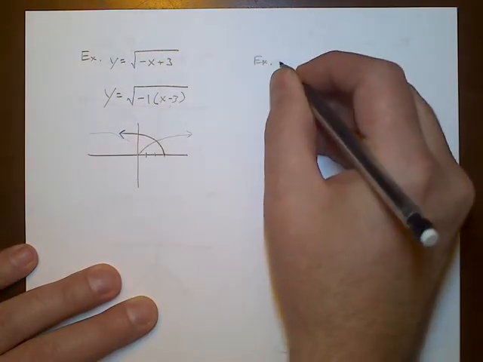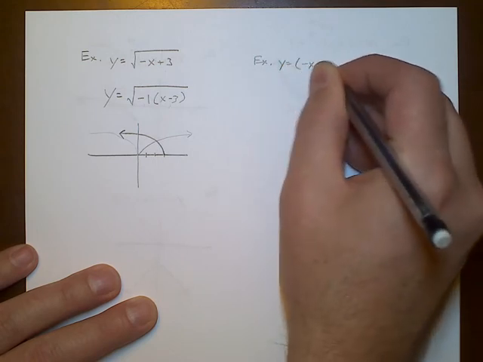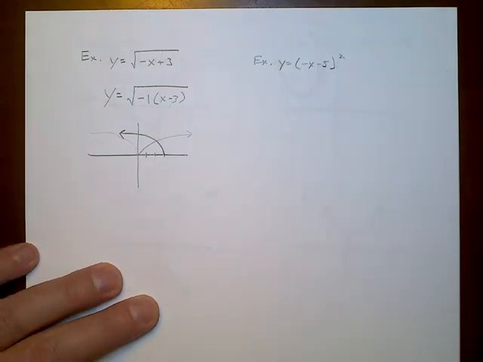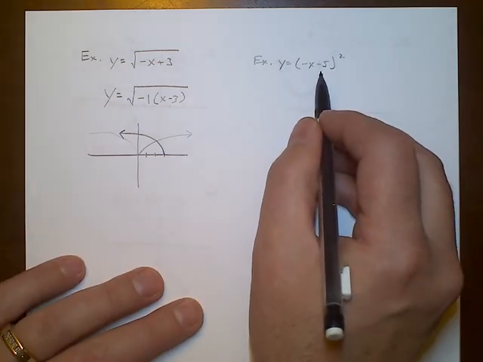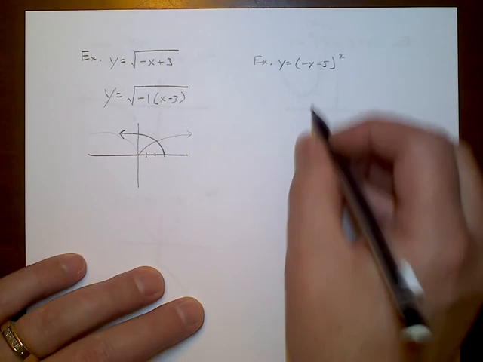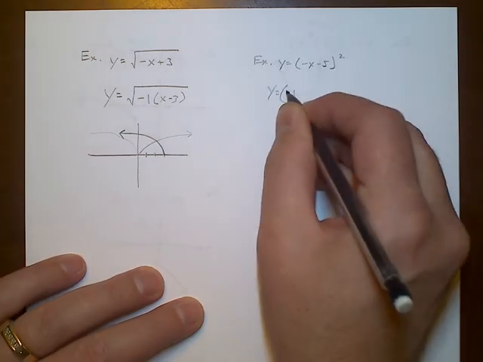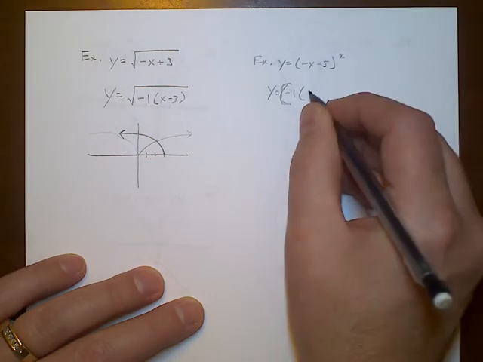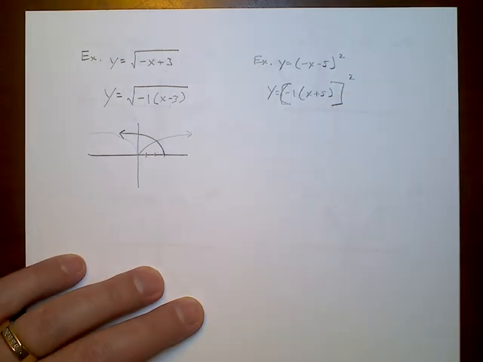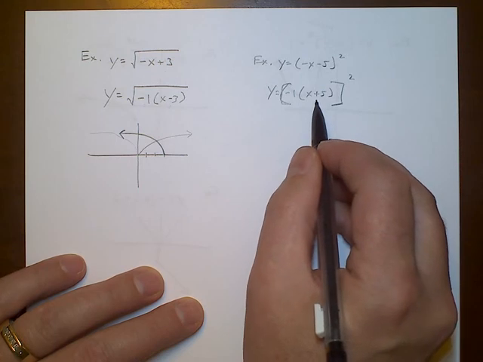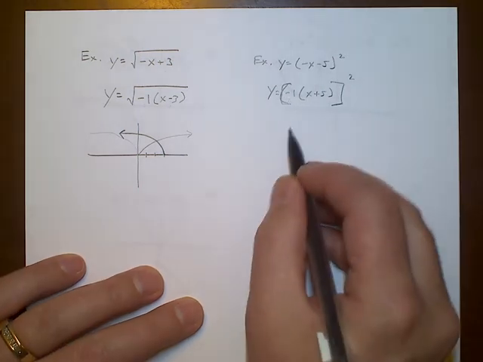A similar example, if we had y equals quantity negative x minus 5, quantity squared. Again, you might look at it and say it should go to the right 5 because it has a negative 5 internal. However, you have to remember that we need to think of this as negative 1 times x plus 5, quantity squared. So it's going to move to the left 5. It's going to be reflected over the y-axis.